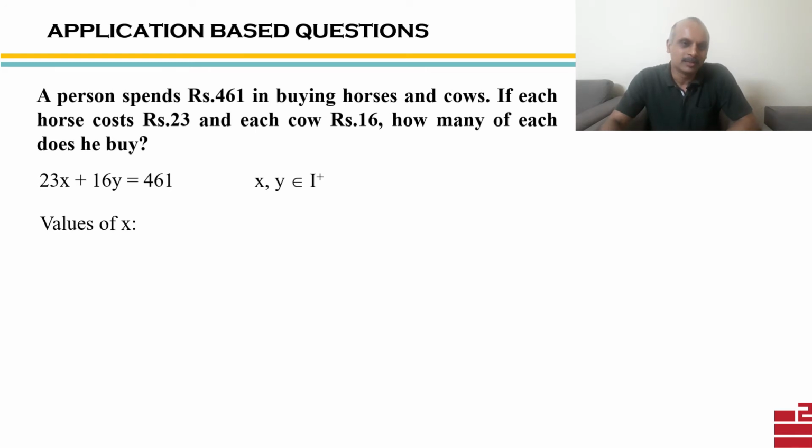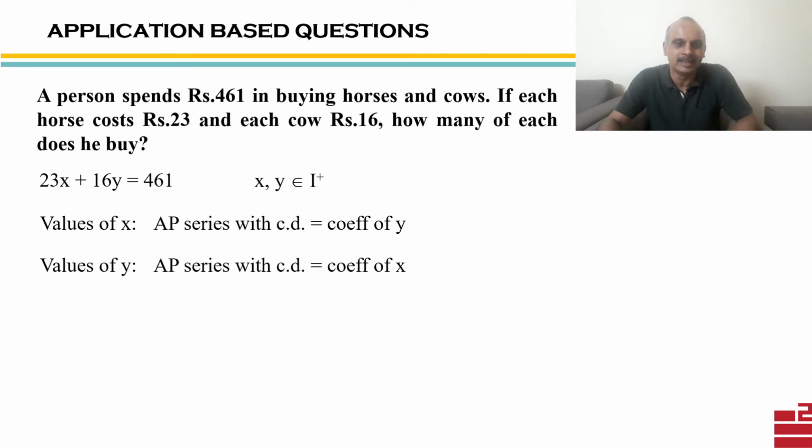What we do is, we see that the values of x which I am going to obtain will be an AP series with the common difference which is nothing but the coefficient of y. And the coefficient of y is 16. Similarly, the values of y which I will get corresponding to the values of x will be again an AP series with the common difference being the coefficient of x. So, I do some manipulation.